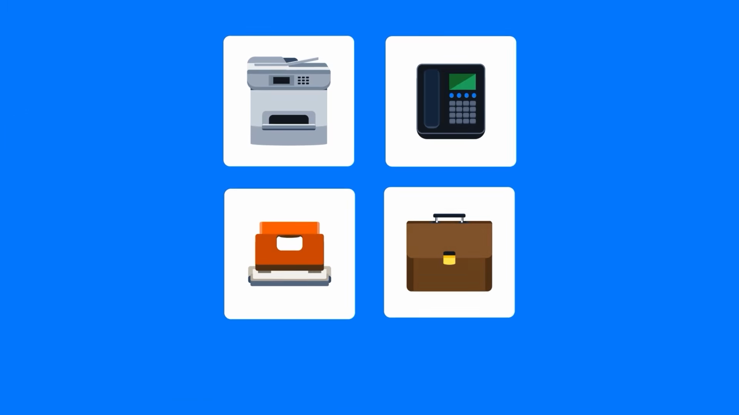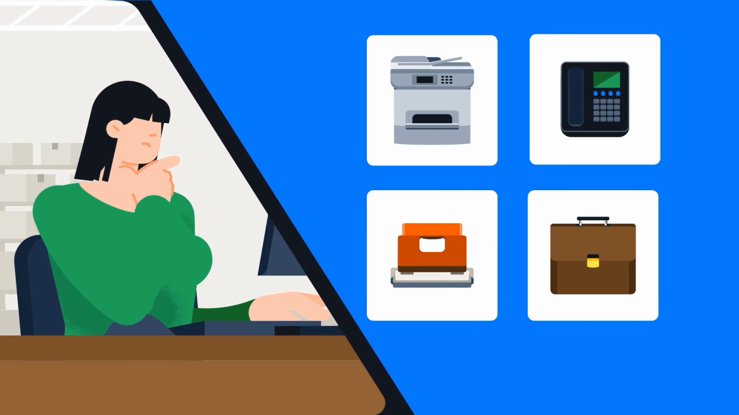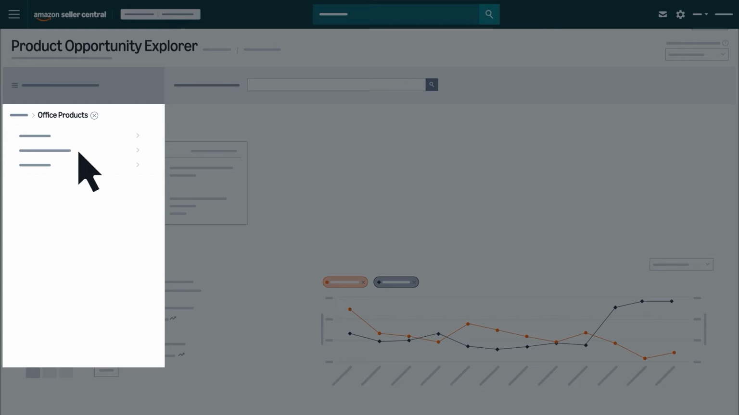For example, if you're in the office supplies space and looking for your next product idea, you could select the office products category to see a list of top performing niches within that space.